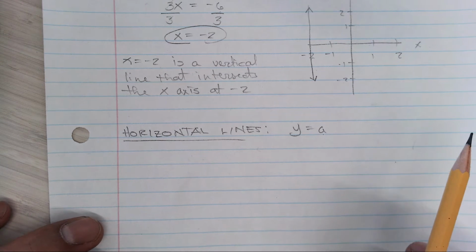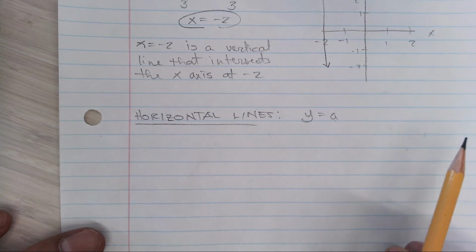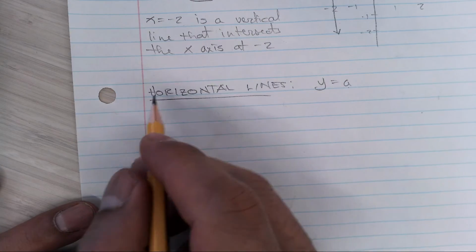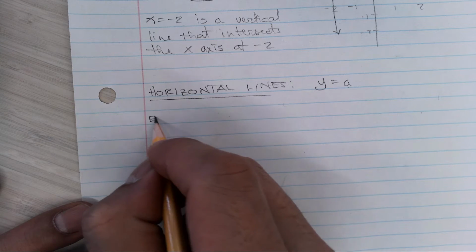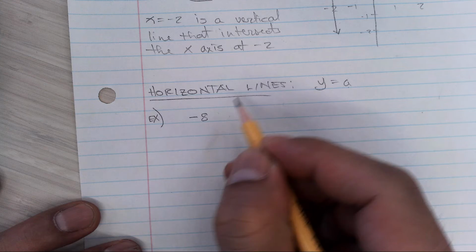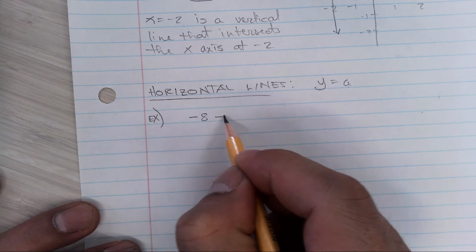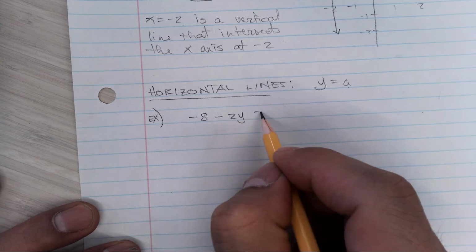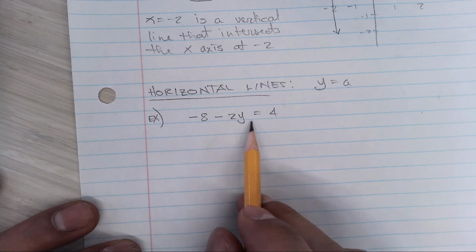So now let's give you another example, this time of an equation of a horizontal line. What about this one? -8 minus 2y equals 4. Oh, pardon me, -8 minus 2y equals 4.